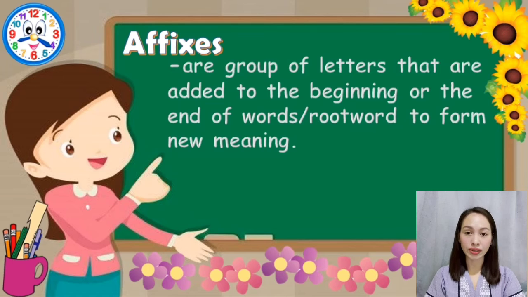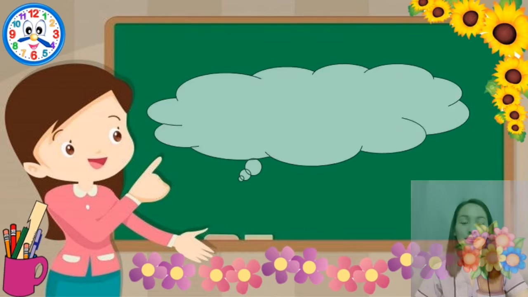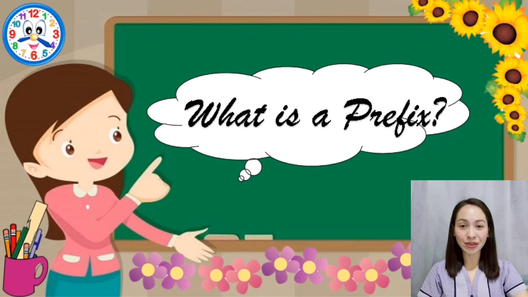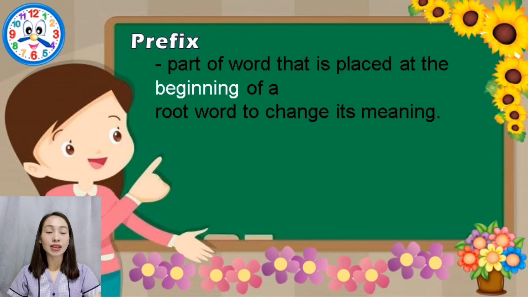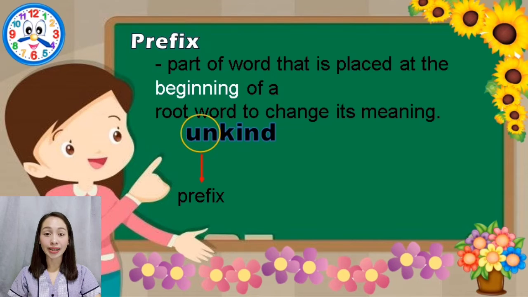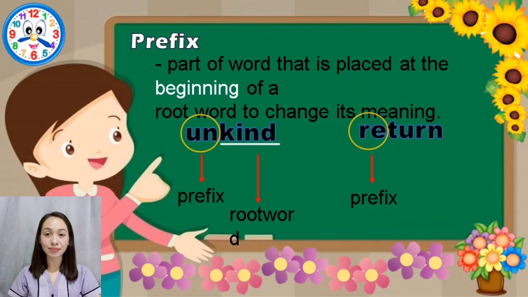There are two types of affixes. We have the prefix and the suffix. What is a prefix? Prefix is a part of word that is placed at the beginning of a root word to change its meaning. For example, the word unkind. Un is the prefix, and kind is the root word. Another one, the word return. Re is the prefix, and turn is the root word.